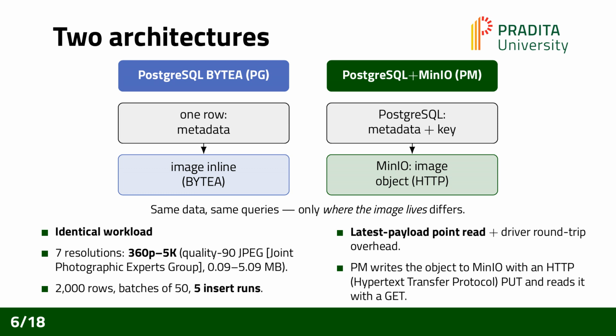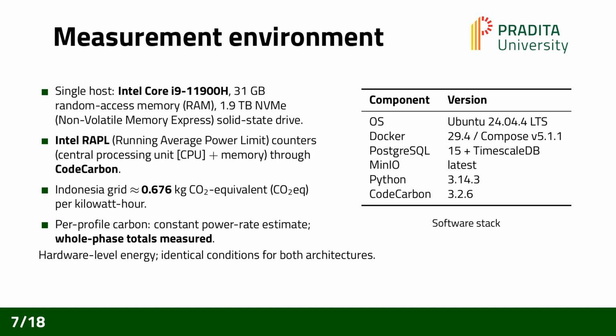The hybrid PM path pays an extra driver round trip because it has to write each object to MinIO with an HTTP PUT and later fetch it back with a GET, whereas the inline path stays within a single database boundary. Now, let's make sure the measurement itself is trustworthy.